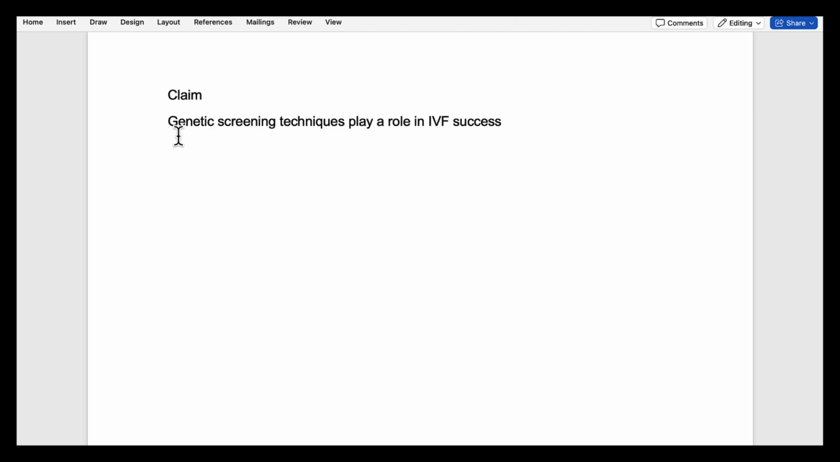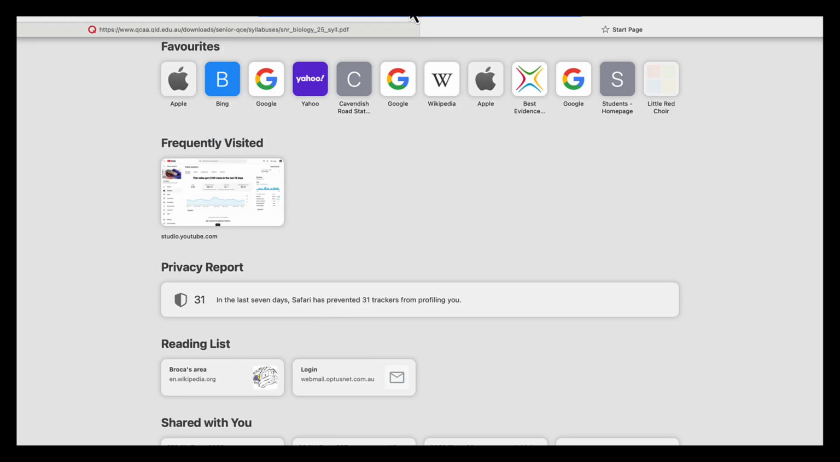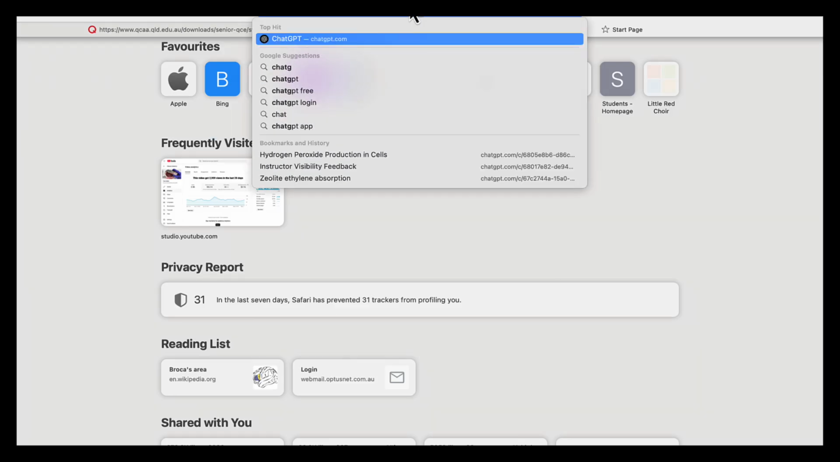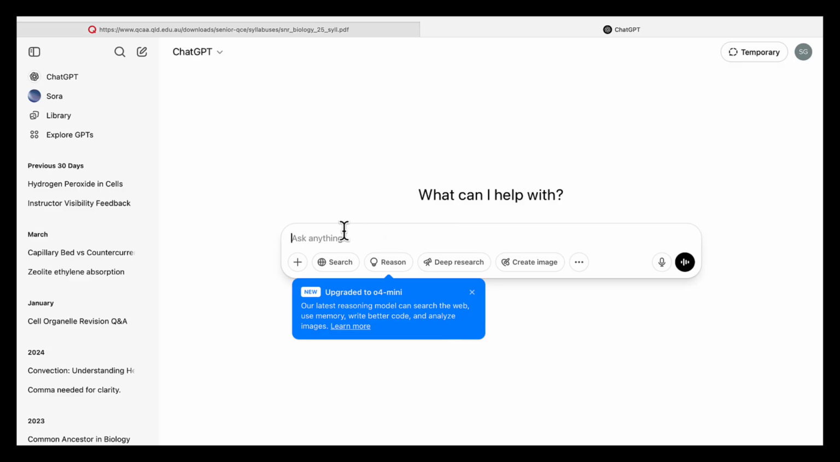So what can we do here? We need to look at what kind of genetic screening techniques there are. What are they screening for? What sort of genetic disorders are we screening for, and what do we mean by IVF success? There's a couple of ways we can do this. Have a look at using a generative AI.